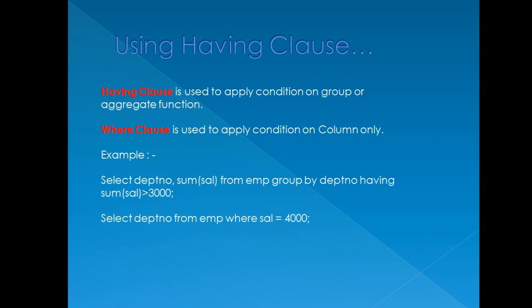In simple words, the having clause is used to apply a condition on group or aggregate functions, whereas the where clause is used to apply a condition on a column only. Whenever you are applying a condition on a group function like sum of salary, average salary, min of some column, max of some column, count of some column, we will use the having clause. Whereas if you are simply applying a condition on columns like salary, department number, we will use the where clause.